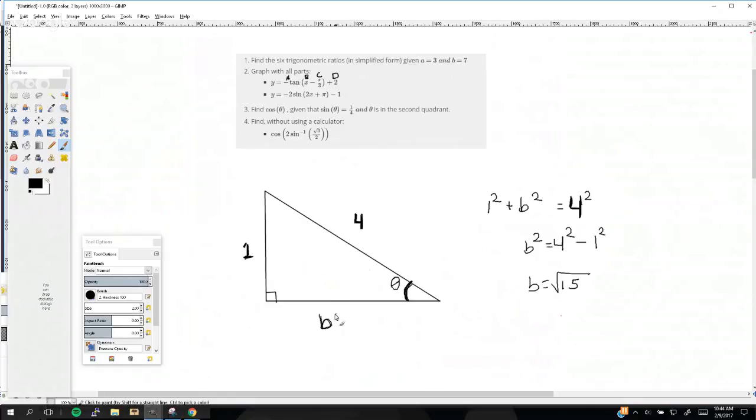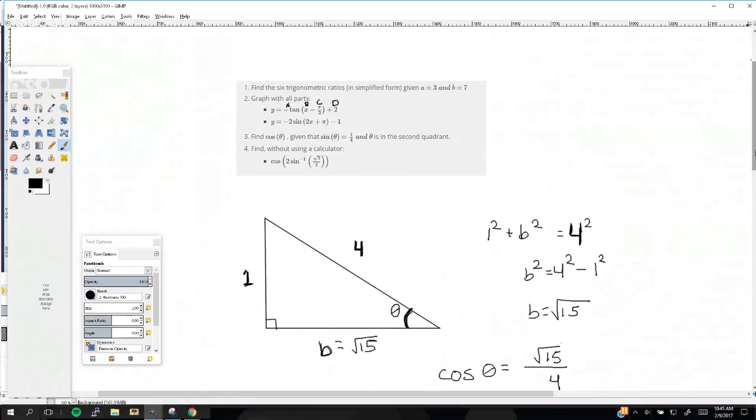Okay, so this is equal to square root of 15. So that'd be cosine the angle is equal to square root of 15 over 4, right? Oh, sorry. Yes. Okay. Good. Next one. Last one on this section.